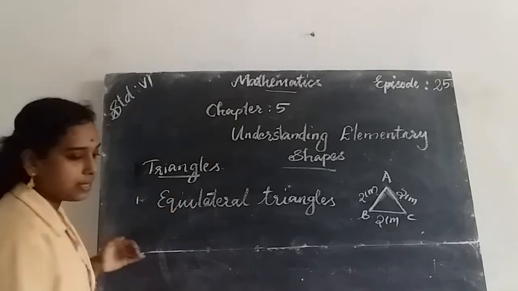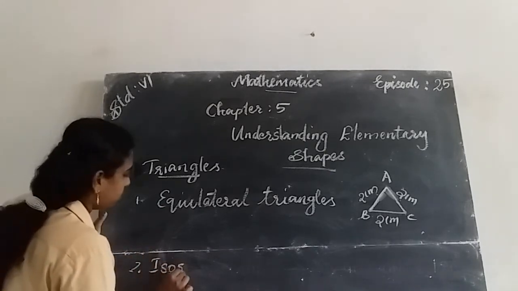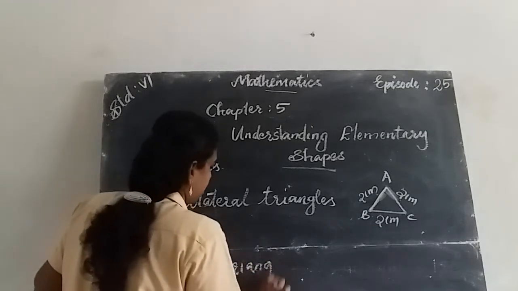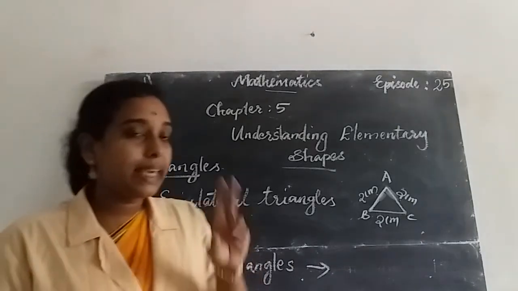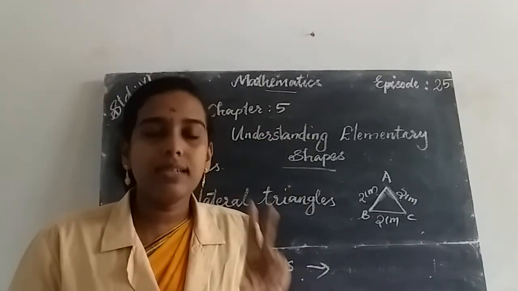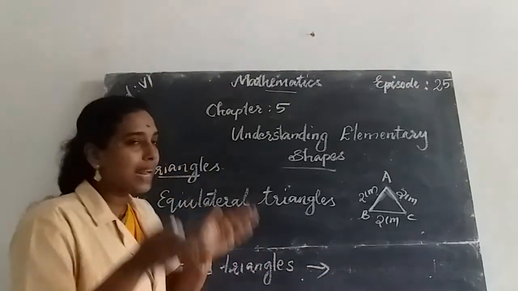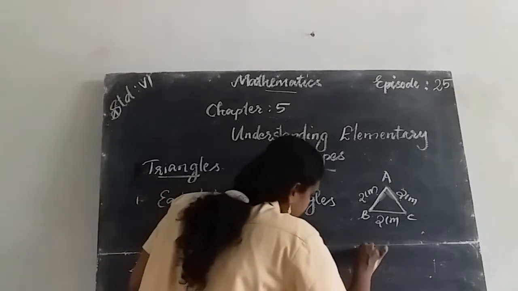Then next one is isosceles triangles. Isosceles triangle means any two sides of a triangle are equal, then it is said to be an isosceles triangle. This means the two legs of the triangle are equal in length, like this.